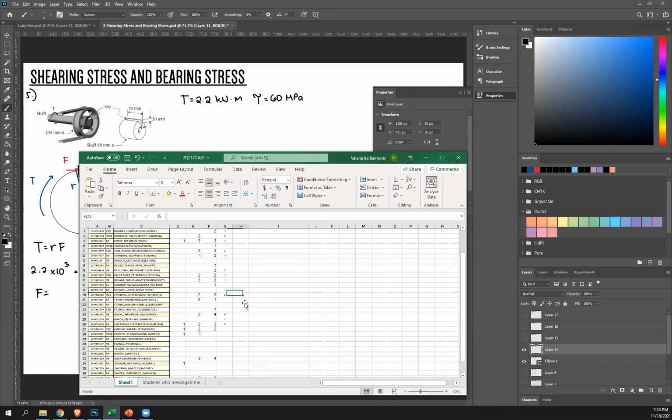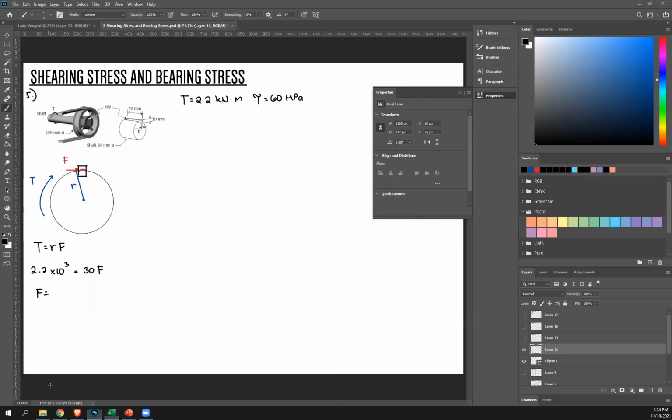Correct, Marces Santiago. 73.33. And then the unit, I'm gonna write it so that we don't forget. This is kilonewton meter. So kilonewton. Okay, now I have F.